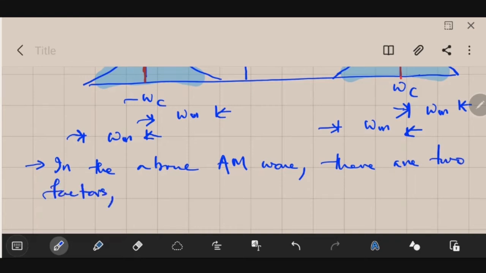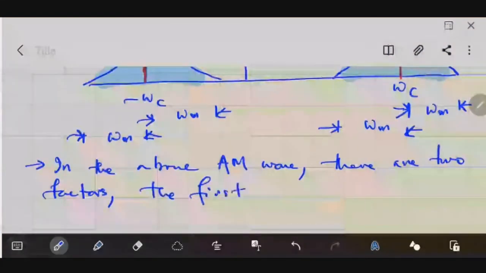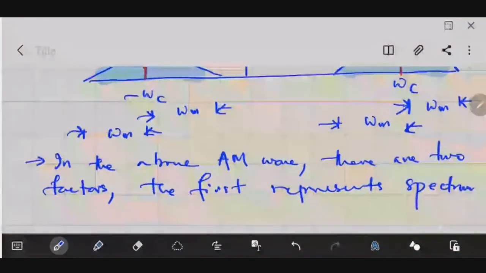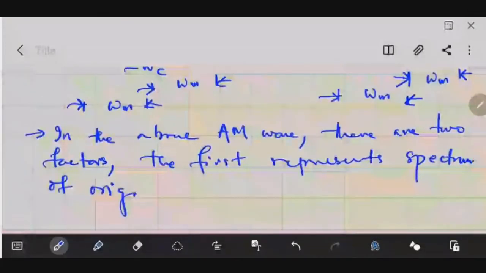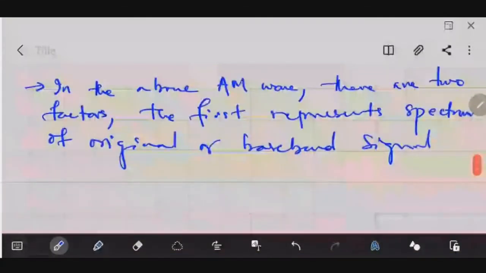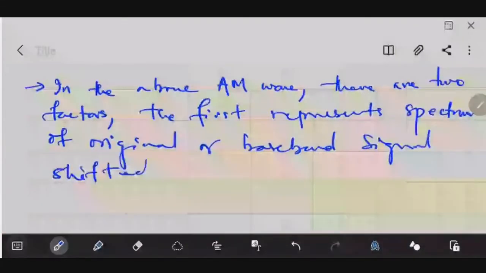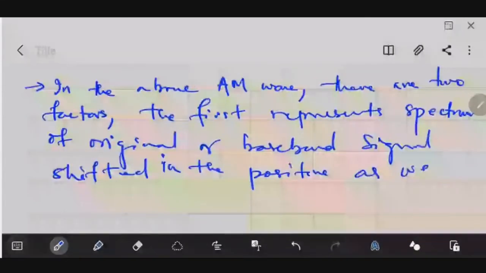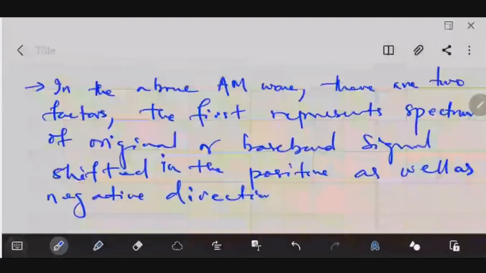The first one represents the spectrum of your original or baseband signal, which is shifted in the positive as well as negative direction by the factor omega c. Got it? Omega c.